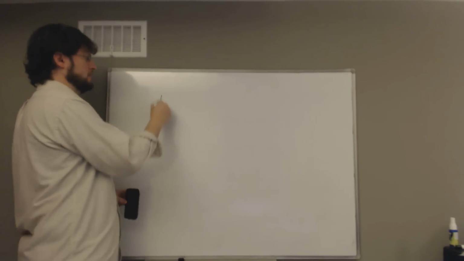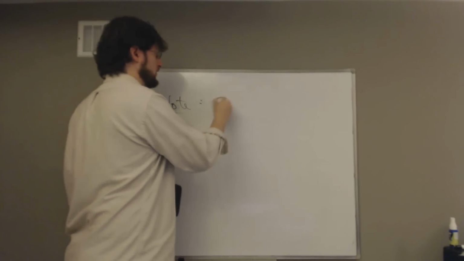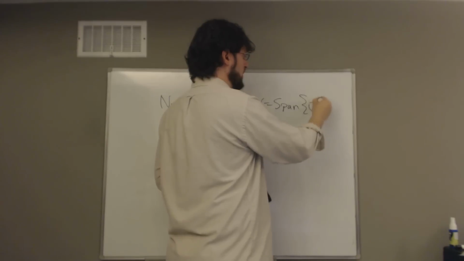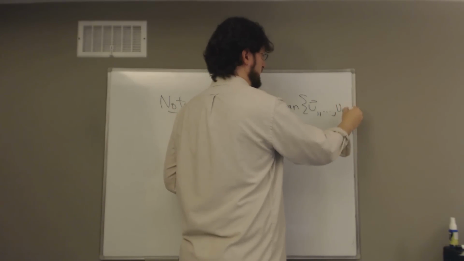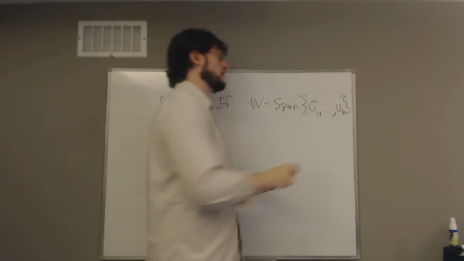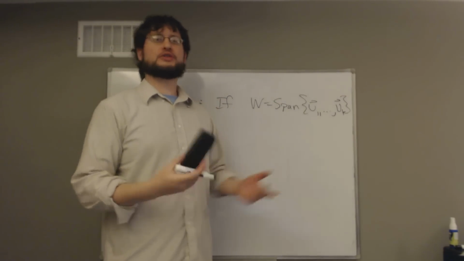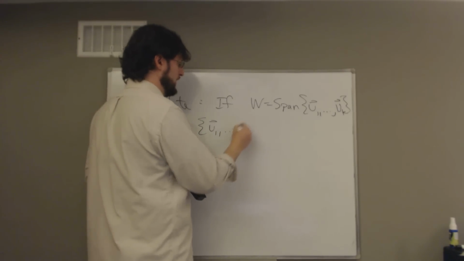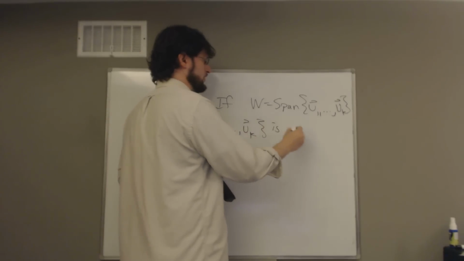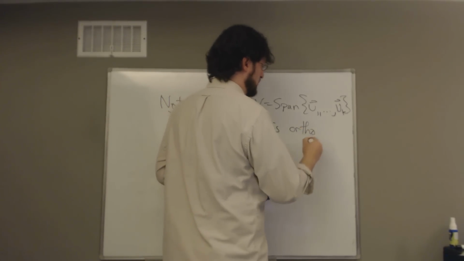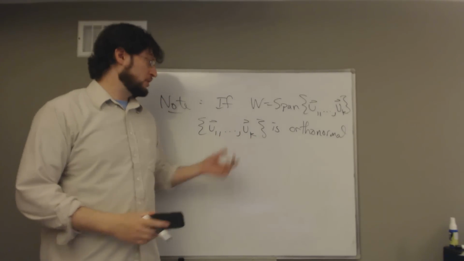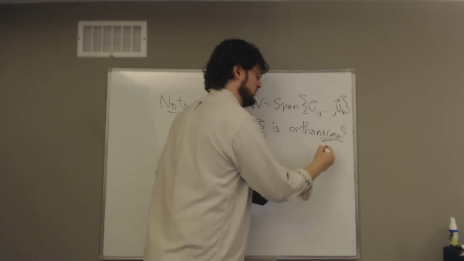A couple other little things. If W is the span of U1 through UK, and each of these vectors are orthogonal, but also normal, also unit vectors, so that U1 through UK is orthonormal. Remember that means that it's an orthogonal set, but each is a unit vector. That word normal here means unit vector.